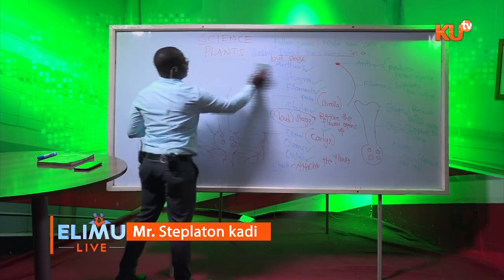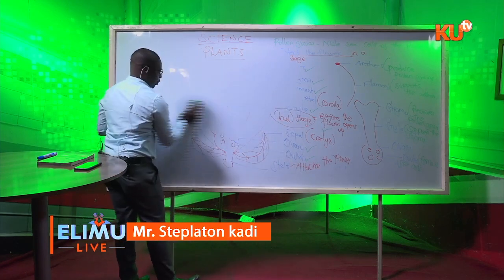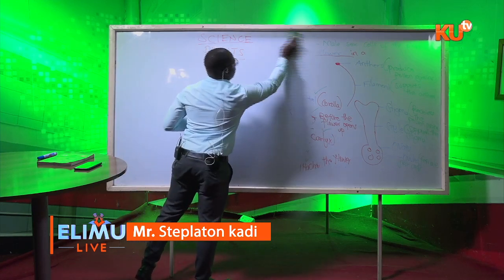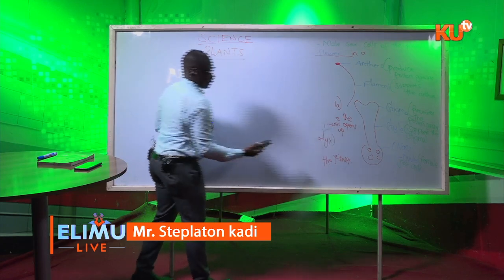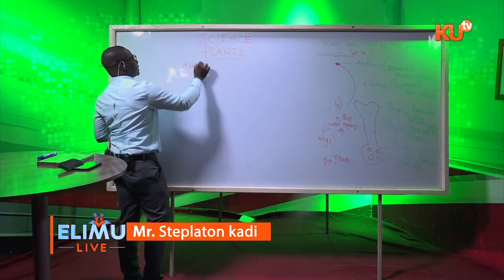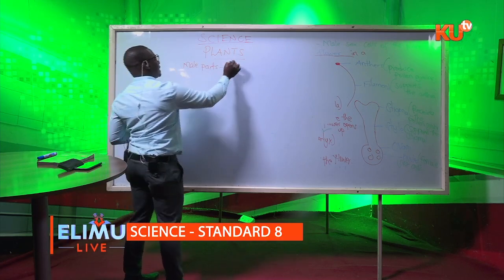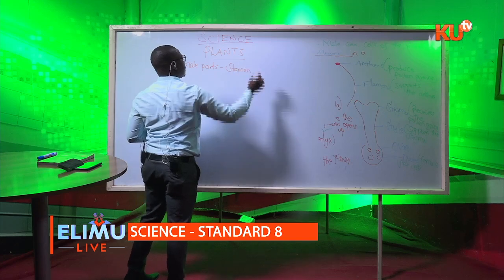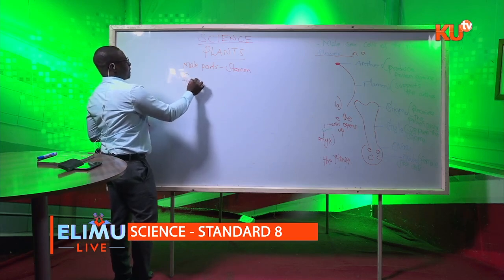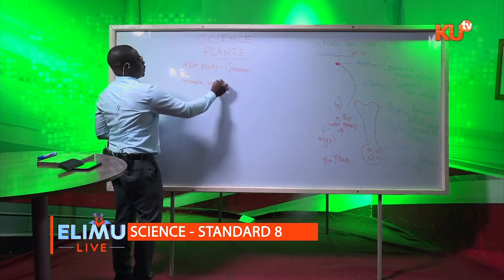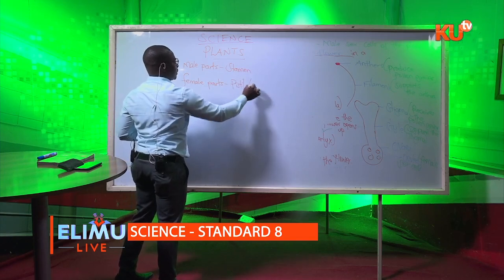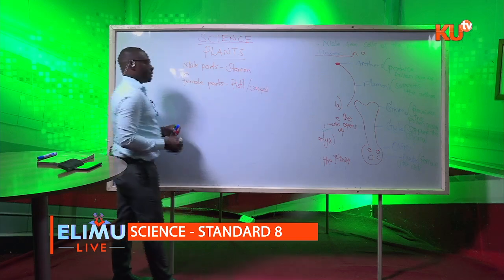The male parts of a flower are given one name, and the female parts of the flower have one specific name. The male parts of the flower will be called the stamen. Stamen, those are the male parts of the flower. The female parts of the flower will be called the pistil or the carpels.